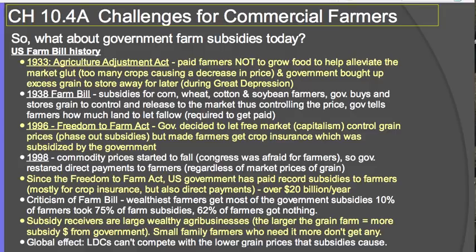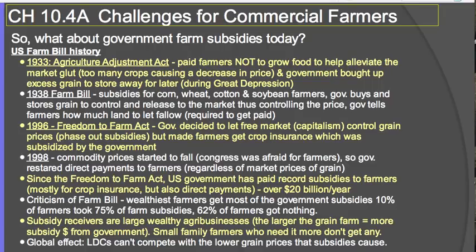So in the 30s, 1933, there's this first act that was started. It was a precursor to the Farm Bill called the Agricultural Adjustment Act. And this was during the Great Depression, and farmers were actually growing a lot of crops, and there were just too many crops on the market, and so basically they weren't getting the money that they needed in selling their crops because there were too many. That caused a decrease in price. So the government bought up the excess grain and stored it away for later and paid farmers for that.